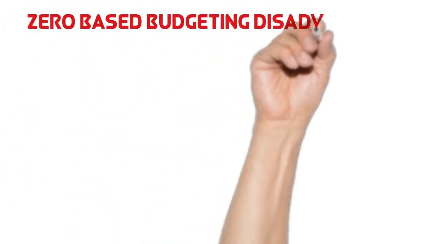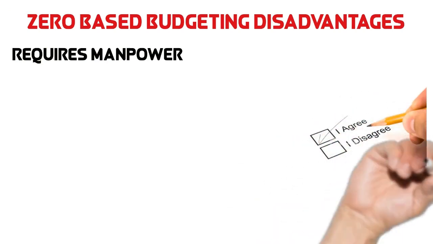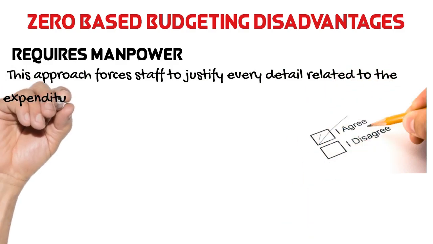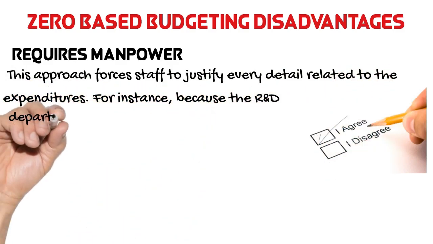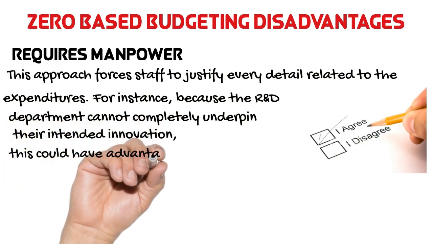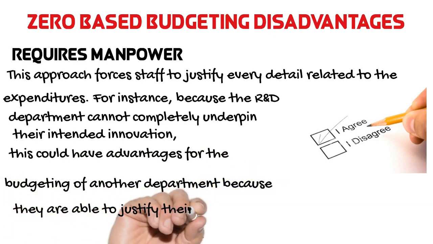Requires manpower. This approach forces staff, especially managers, to justify every detail related to the expenditures. For instance, because the R&D department cannot completely underpin their intended innovation, this could have advantages for the budgeting of another department because they are able to justify their expenditures in great detail.